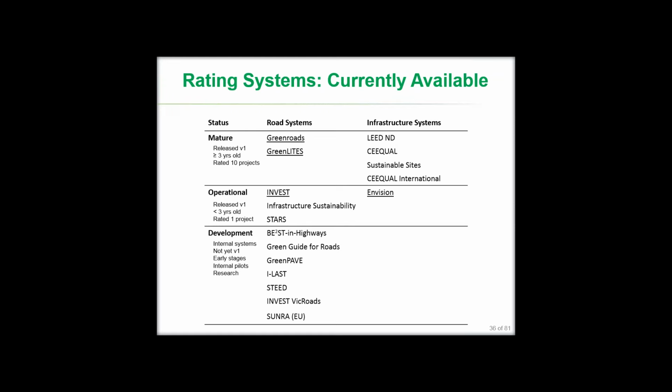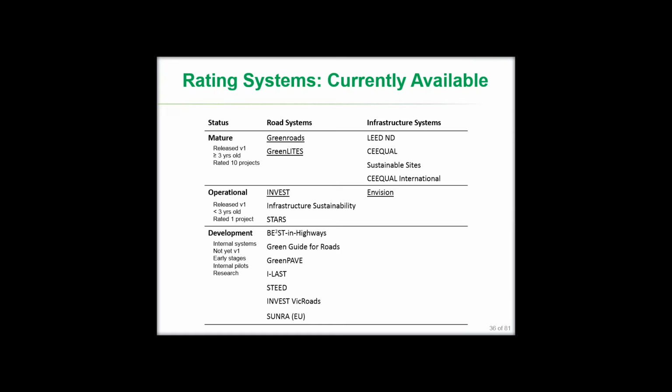There are a number of rating systems that are currently available. I've sort of simplified them into maybe a couple of statuses here and divided them up into road systems, which specifically apply to roads, and infrastructure systems, which apply to basically all of infrastructure type things like wastewater treatment plants, things like that, but could also apply to roads and have been applied to roads. So there are some that, and you can maybe argue the status of these, but more or less there's some you could classify as kind of older and been used on a number of projects, some you could classify as operational and growing, and some you could classify as development or research efforts that haven't really gone much further to date.